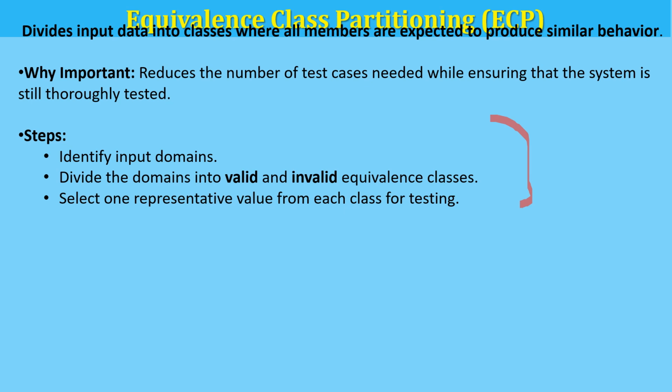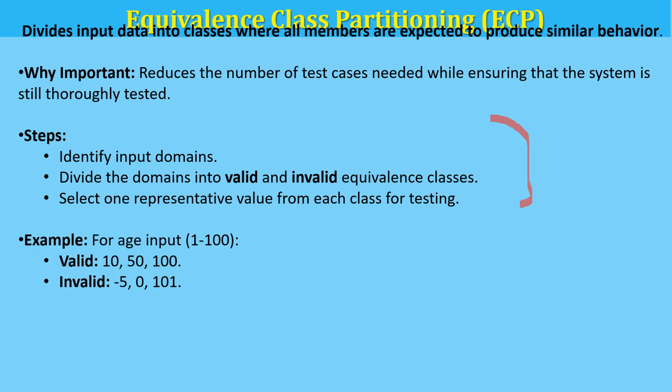For instance, if an application accepts an age between 1 and 100, values within this range can be grouped into valid equivalence classes, for example 10, 50, 100, and invalid ones, for example -5, 0, 101. By testing just one value from each class, you save time and effort while ensuring that all important behavior is tested. This method is particularly useful for systems that accept large input ranges or different types of inputs with similar expected behavior. Here, the age limit is 1 to 100, and then we have valid and invalid data.